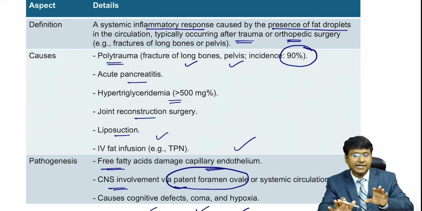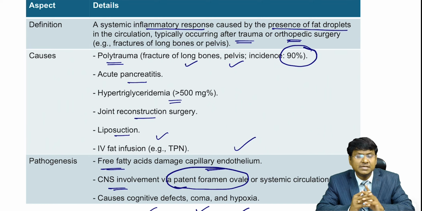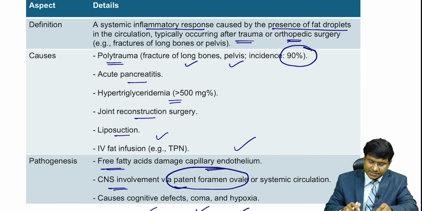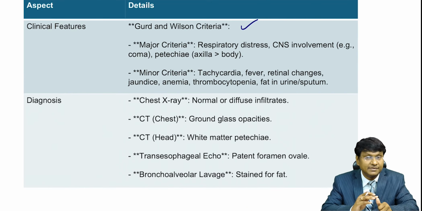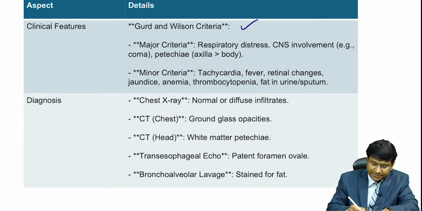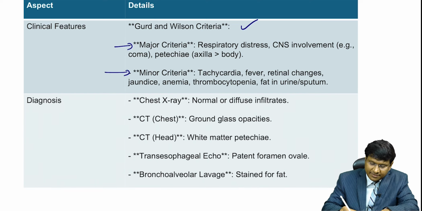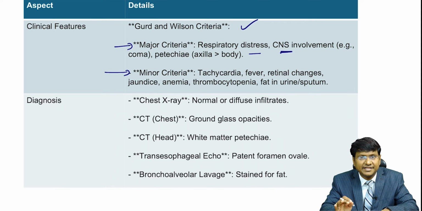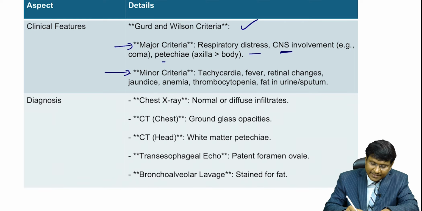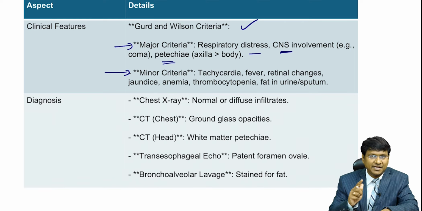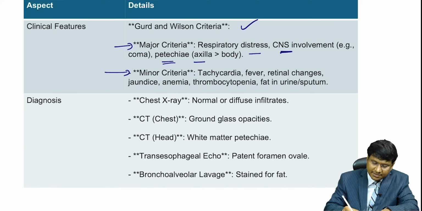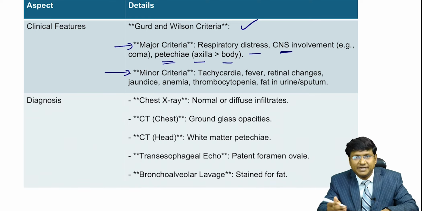And what is the name of the criteria in case of fat embolism syndrome? The name of the criteria is the Gurd and Wilson's criteria. In this you have the major as well as the minor criteria. What is the major criteria? The major criteria will be respiratory distress, CNS involvement in the form of coma, and petechiae. And this petechiae is commonly observed in the axilla compared to the rest of the body. This will be the major criteria.